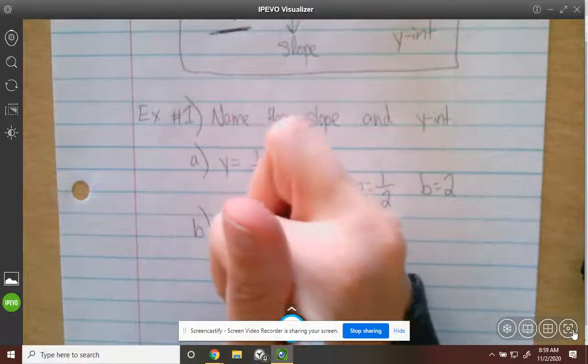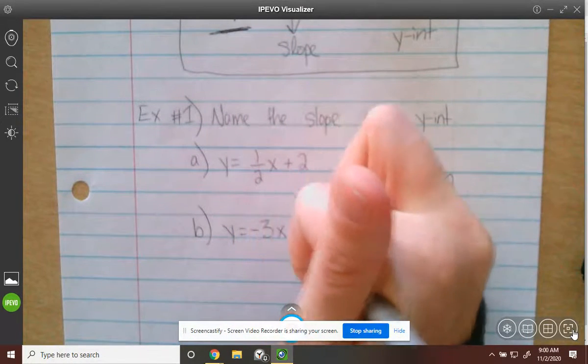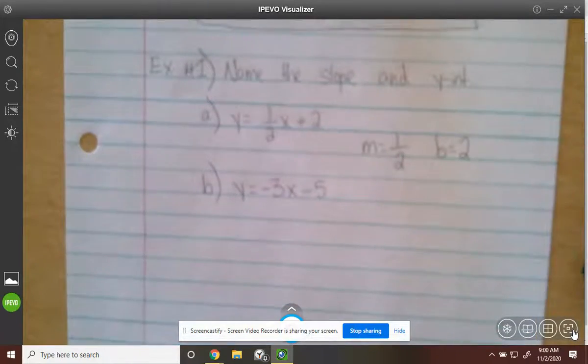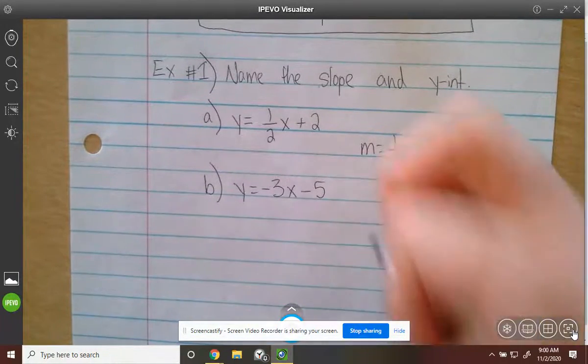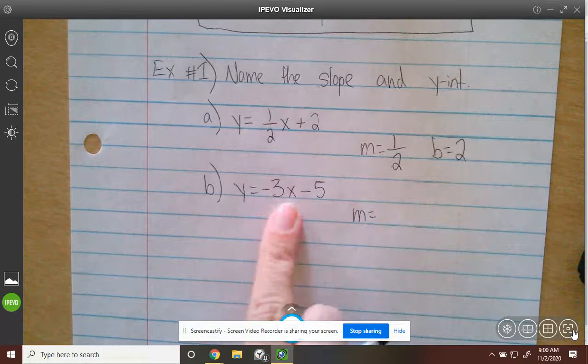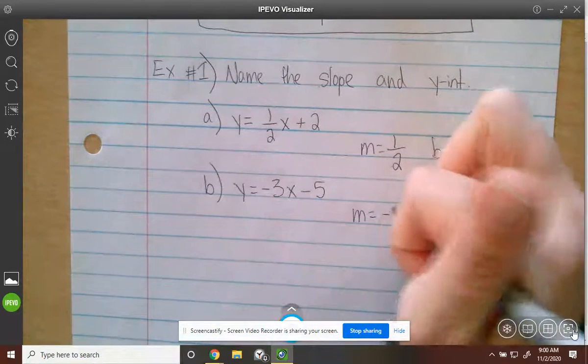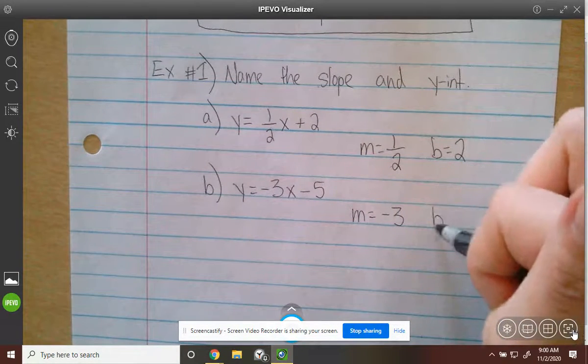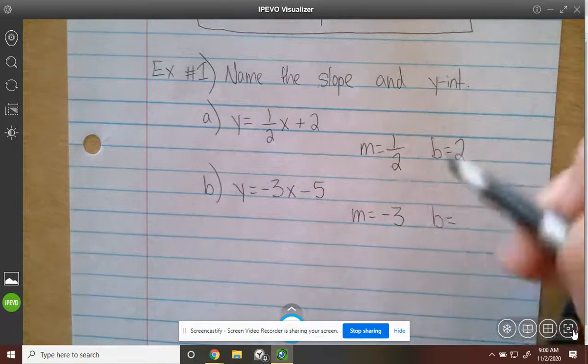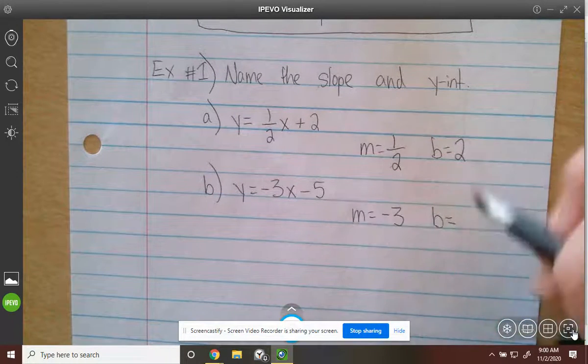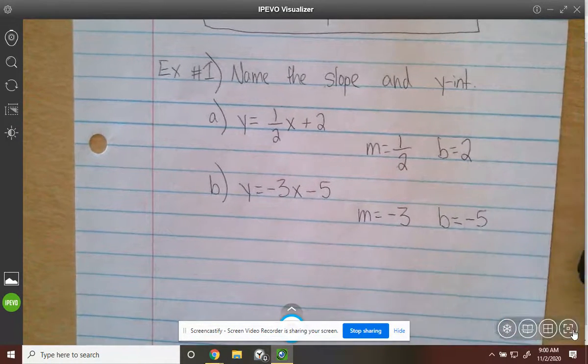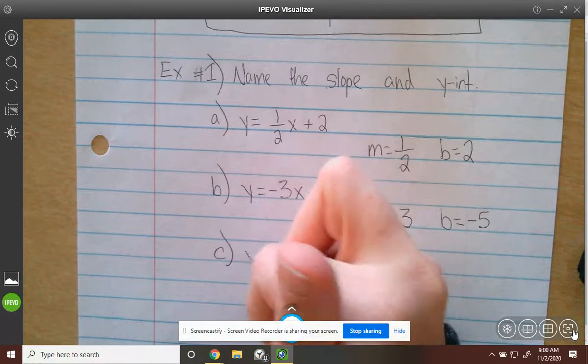Here's another one. Y equals -3x minus 5. So my slope is going to be the number in front of x, so that'd be a -3. And my b is going to be not just 5, but it's a -5. Okay, let's do one more.